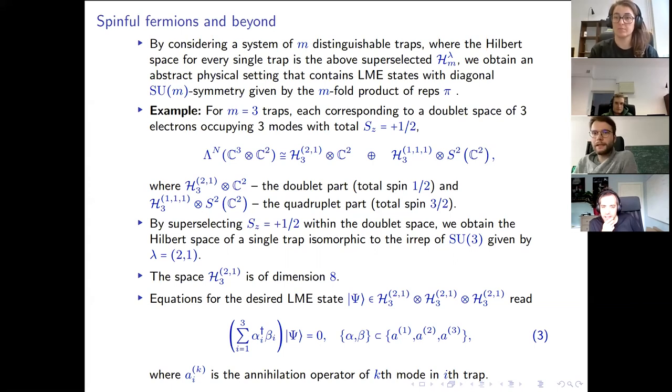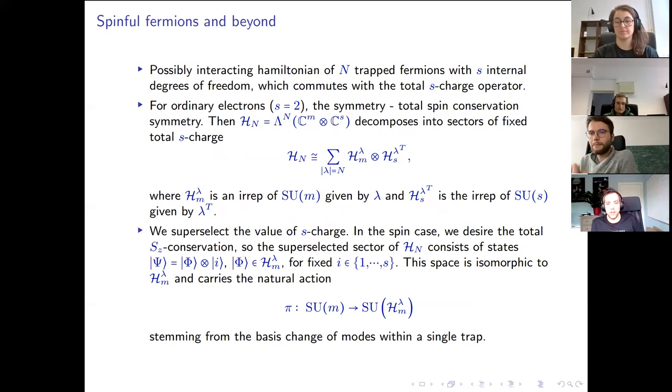We just wanted to say that if we consider such a physical system and distinguishable traps, and every trap is just this H lambda M, the space with super selected sector, I mean, this space which appears in the decomposition in these blocks with fixed total spin, but we also super select SZ, so that it is isomorphic to H lambda M itself.